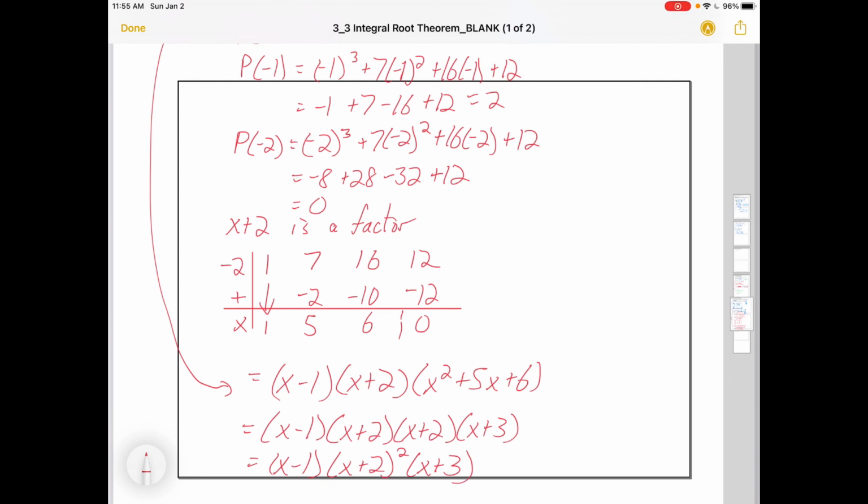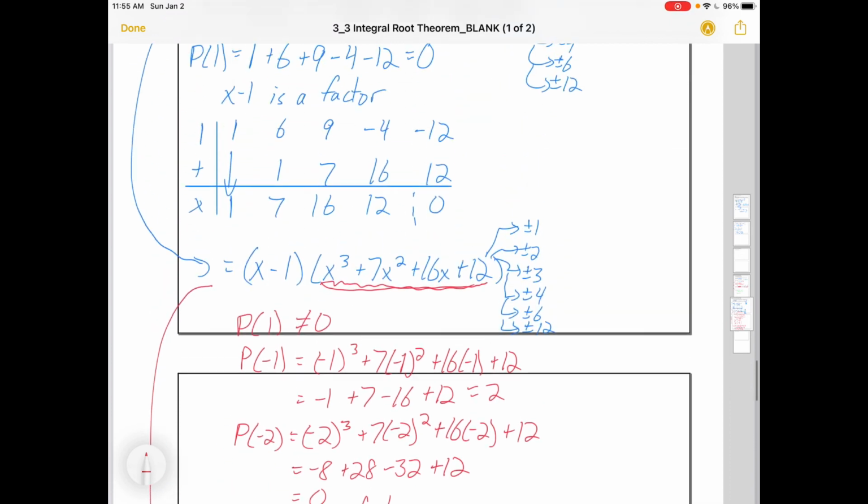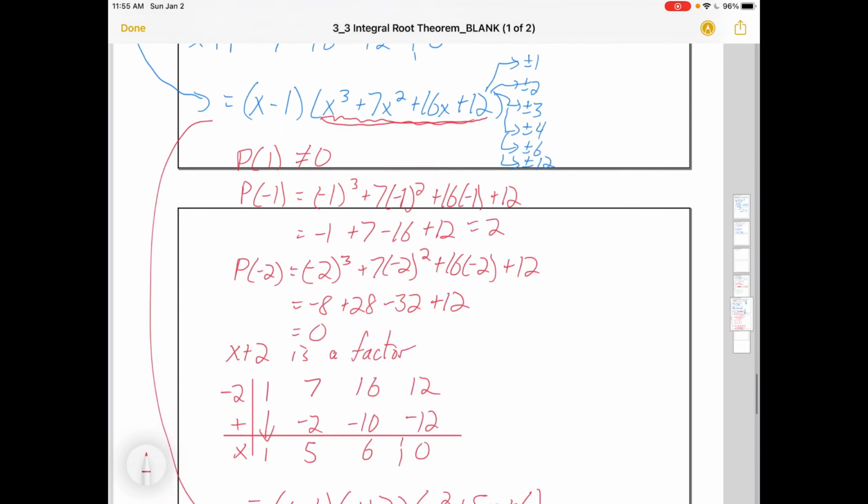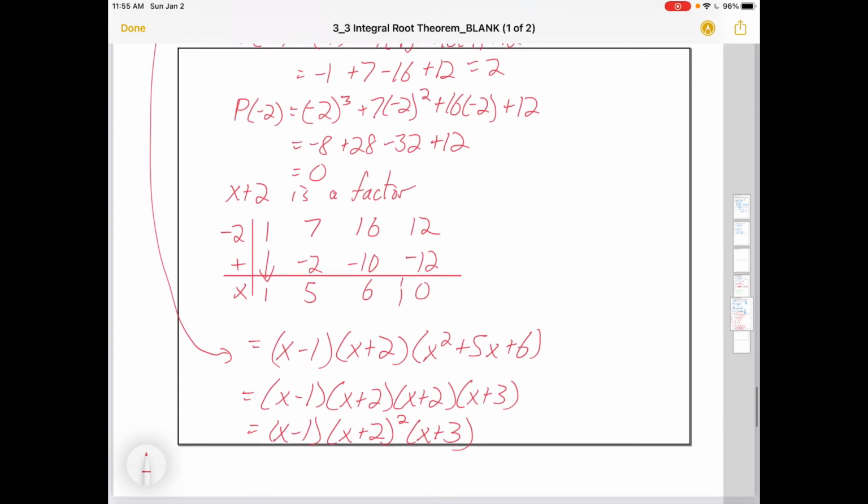So that's how we factor a higher order polynomial. We just go through the process twice. We hunt down a factor, we divide, and then we hunt down another factor and divide again.